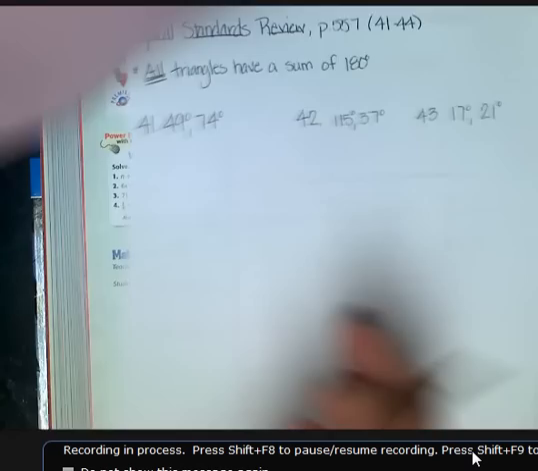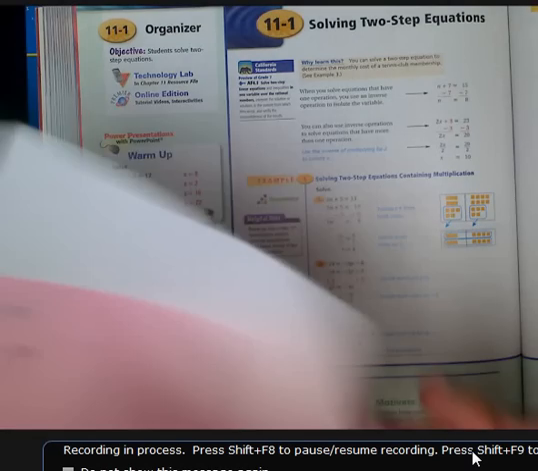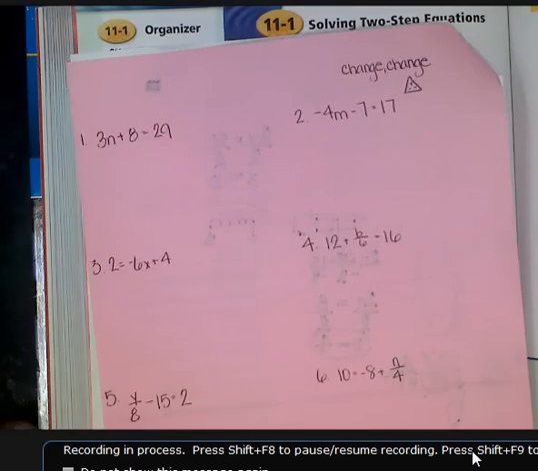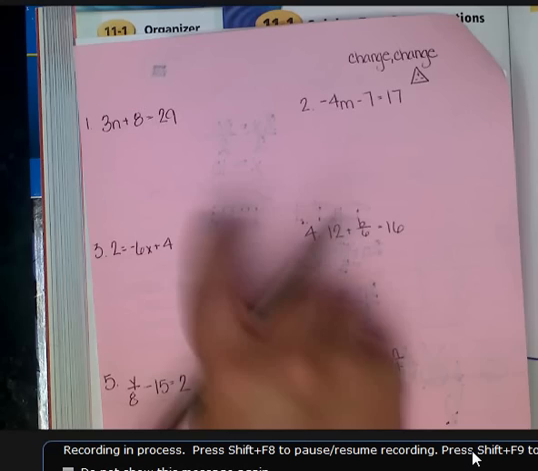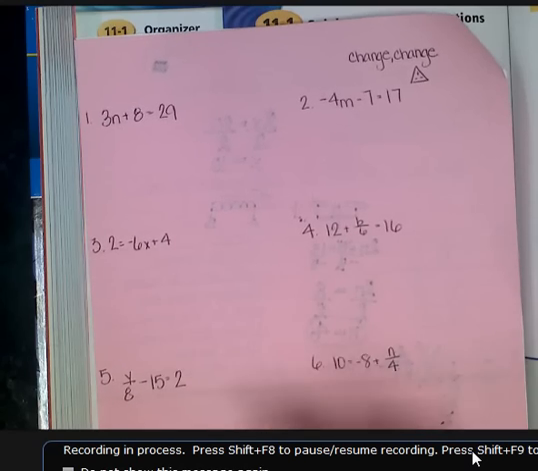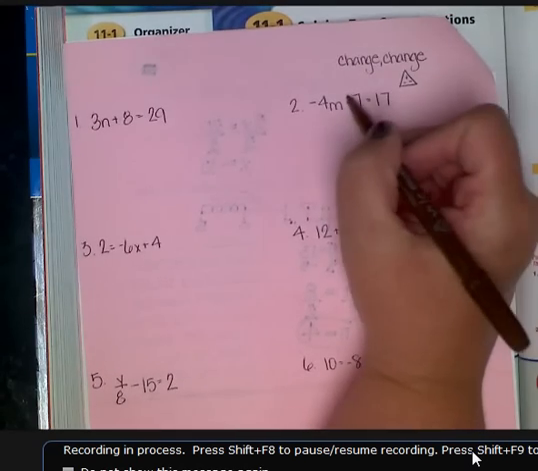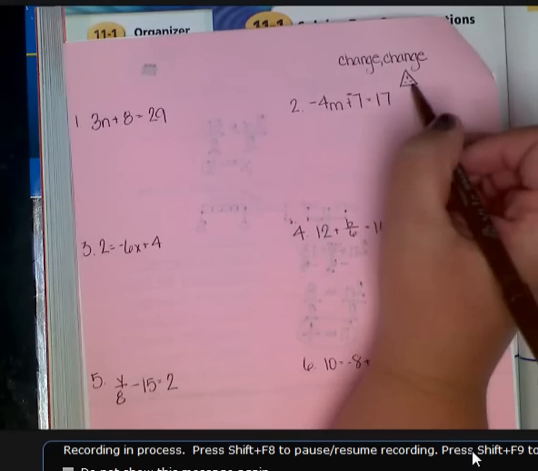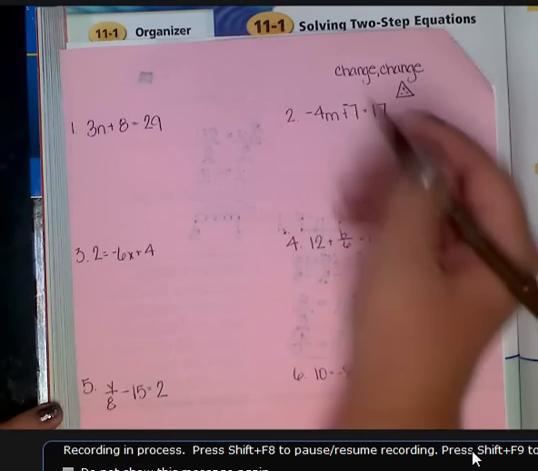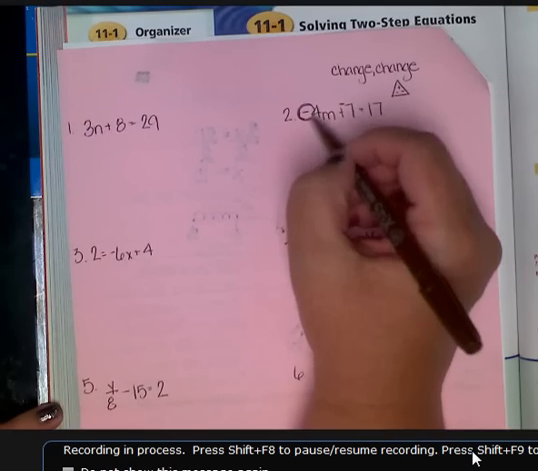All right, go ahead and go to the back. I'm not going to do these with you. You're going to need to do them yourself. Number 1, 2, 3, 4, 5, and 6. Remember to use change, and to use the triangle when you have multiplication and division with a negative number like you do right here.